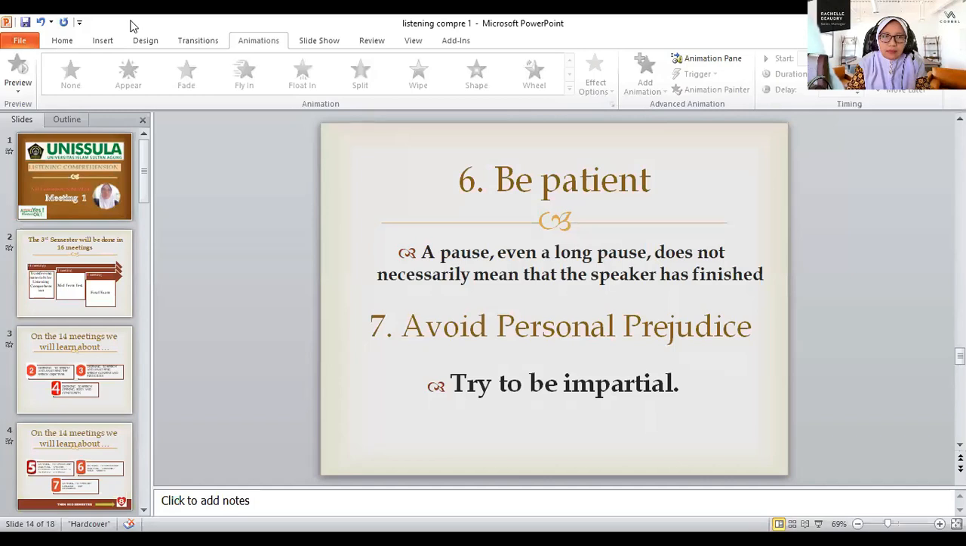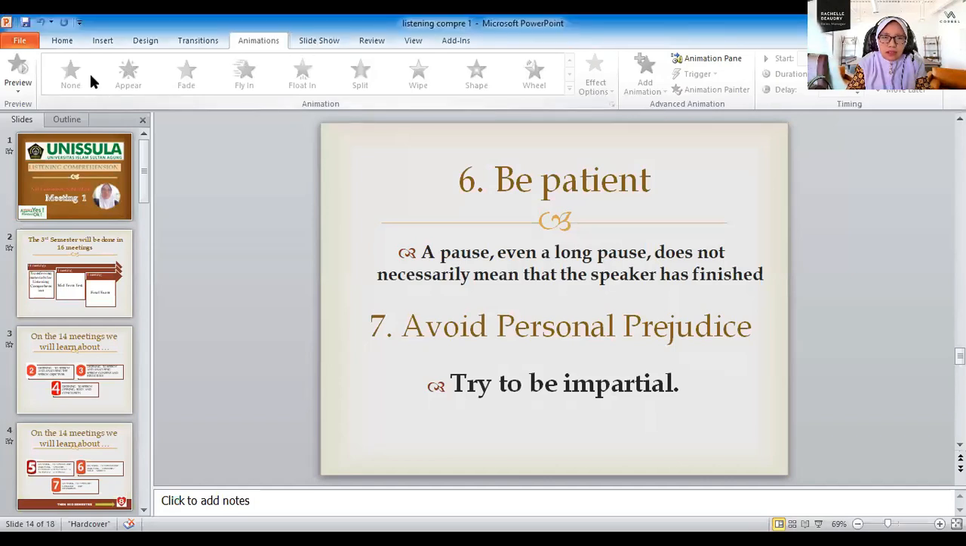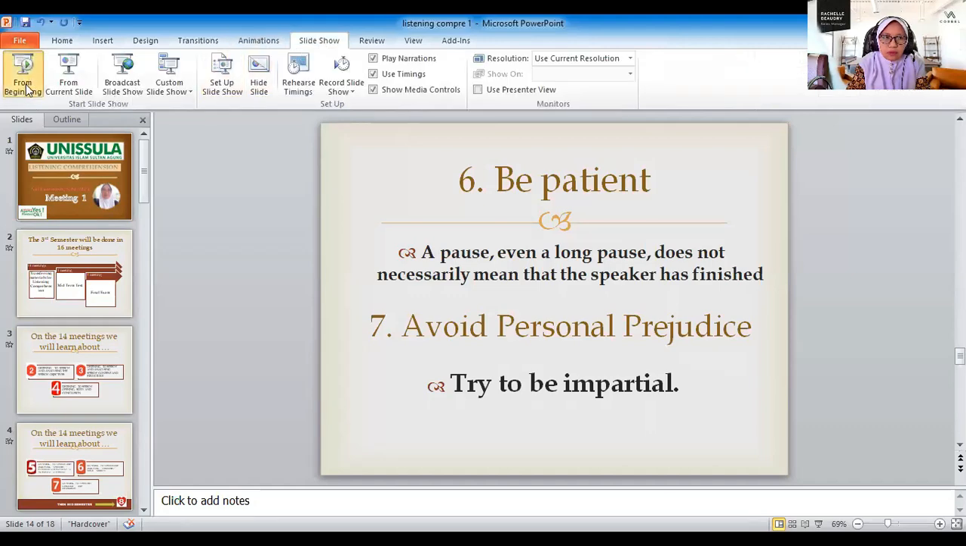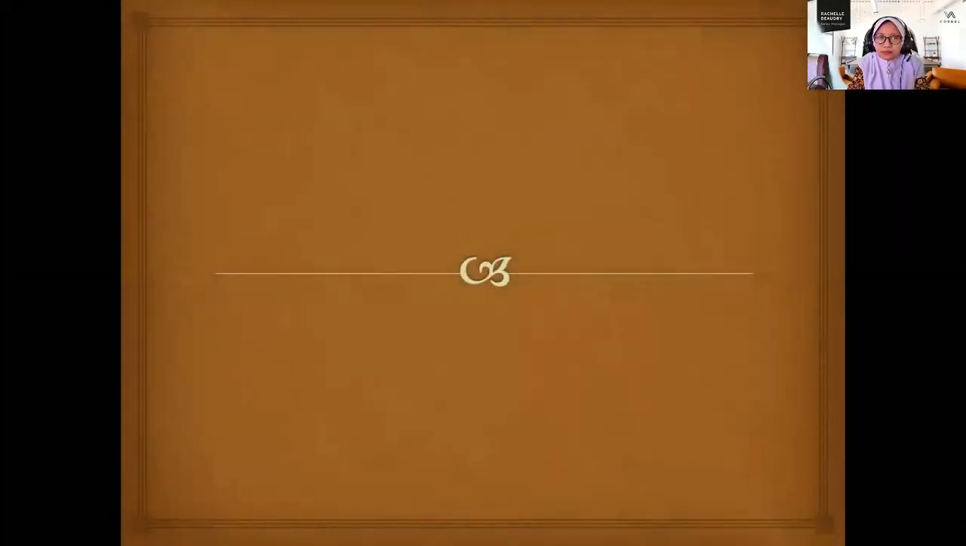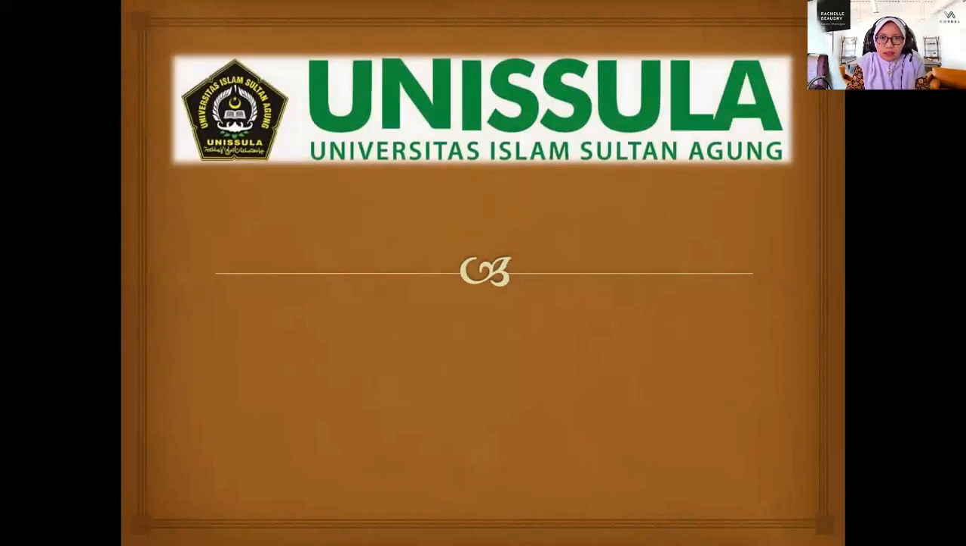You ever know that listening and hearing, both of them are different. So for the first time, Eka will remind you again about the meaning and the definition of listening. Okay, take a look at my slide now. Eka will share the slide. Let me slide so you can see clearly the whole slide. Okay, take a look now.